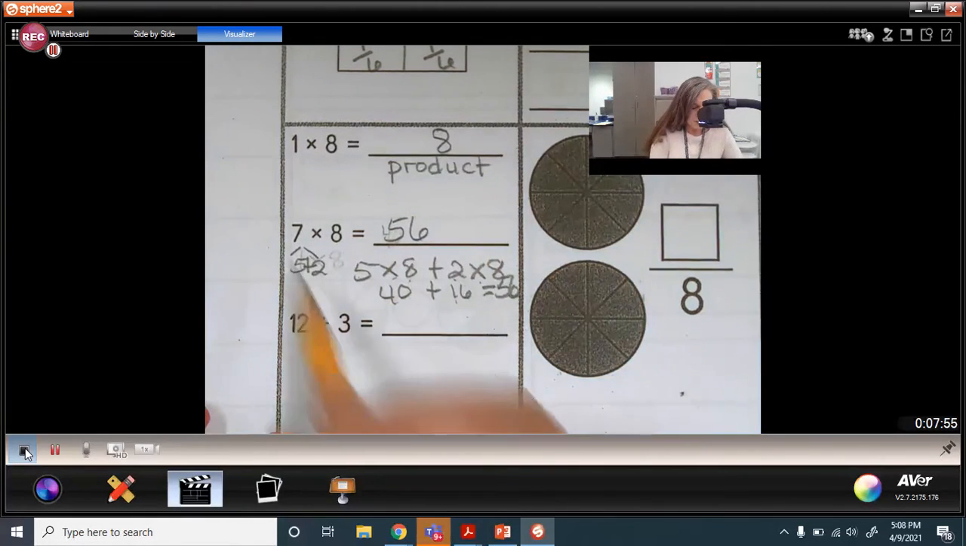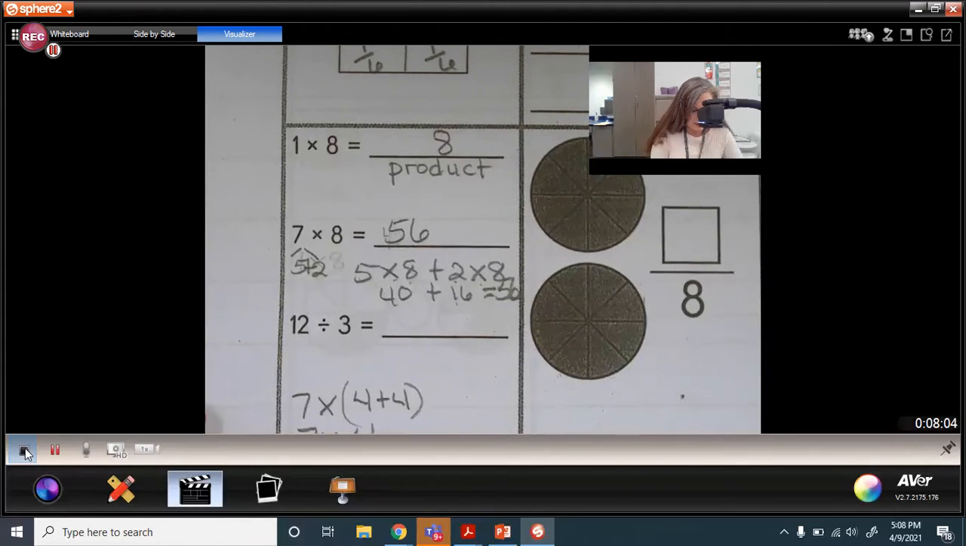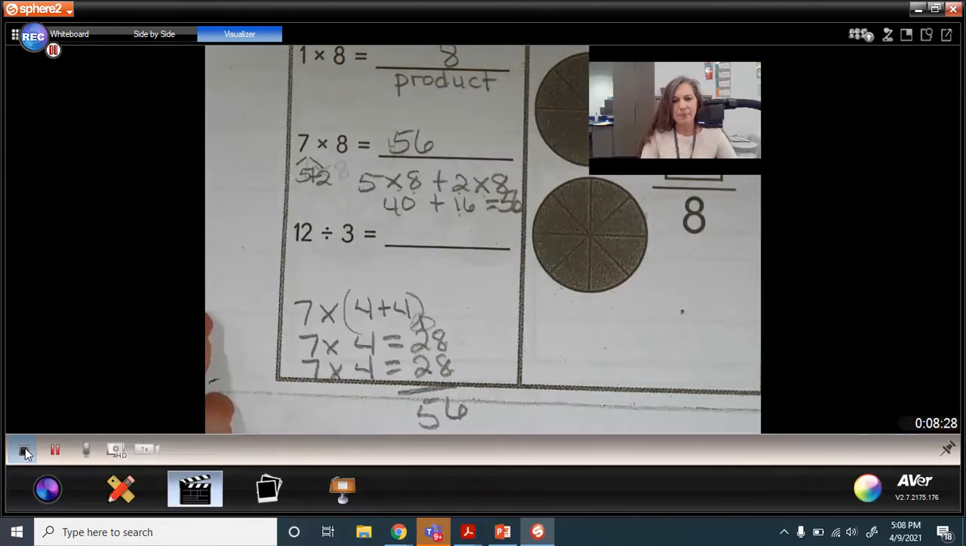Or we could break this 8 up as 4 and 4. And 7 times 4 is 28, and 7 times 4 is 28. 8 and 8 is 16. Carry the 10. 20 and 20 is 40, plus 1 more 10 is 50. There's your 56. So again, a couple of different ways to look at it.